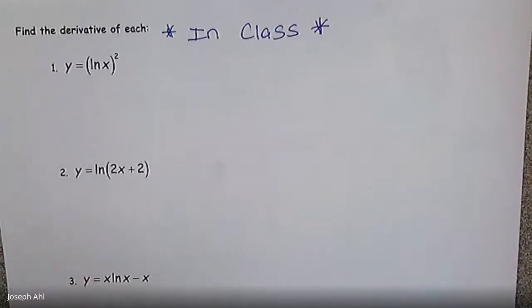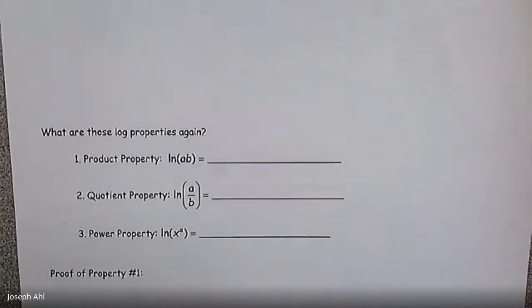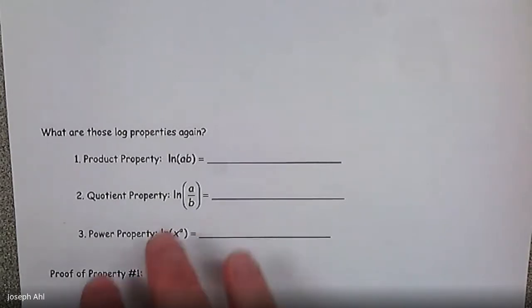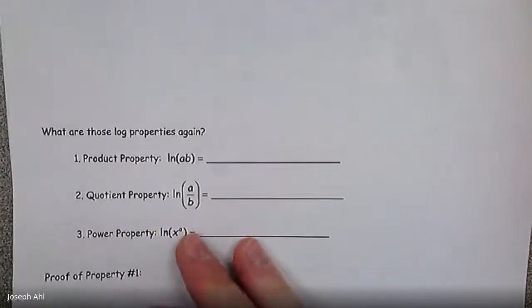And then on the next page, we'll also do these three in class where you're going to practice finding some derivatives. So we'll take some time in class to go over those. But at the very bottom, we have what are those log properties again. So we're going to recap the log properties and then actually, as promised, prove property number one, that the product property does work. And these rules do help us to find derivatives in this process known as logarithmic differentiation.